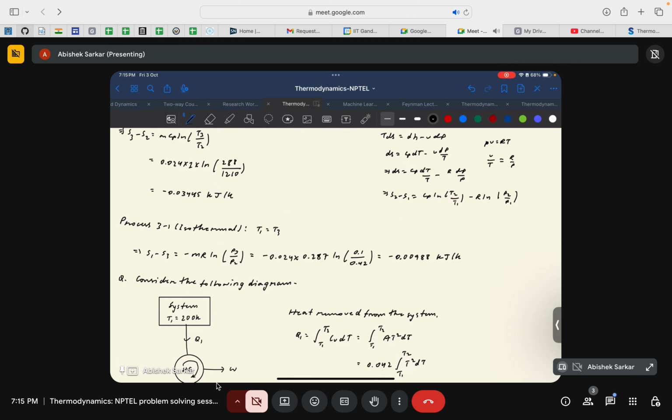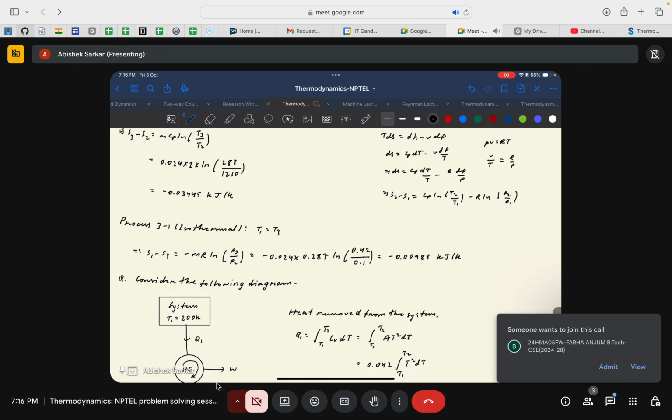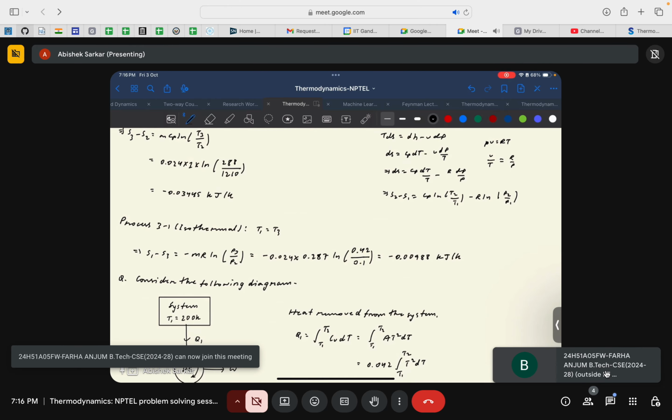Yeah, that was the mistake here. It is correct, but I have changed the pressure. So pressure P3 would be 0.42 because P3 is equal to P2, and pressure P1 will be 0.1. Now it is correct. So the net entropy change is minus 0.00988 kilojoule per Kelvin. I hope this was clear. Sorry, I thought I just messed up the equation, but this is the way to do it.